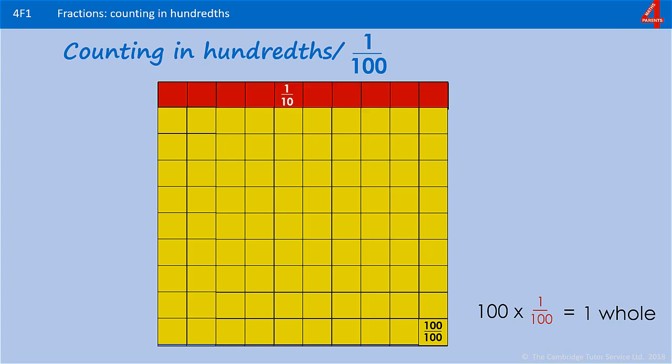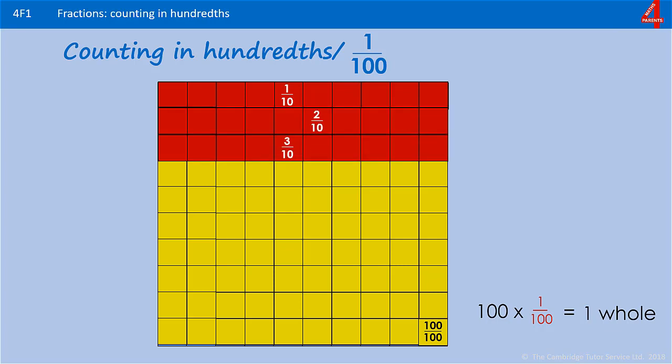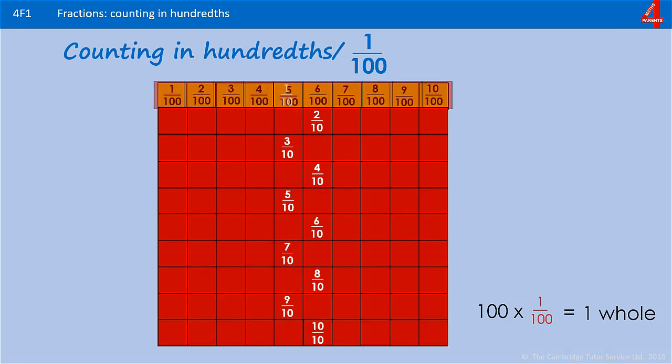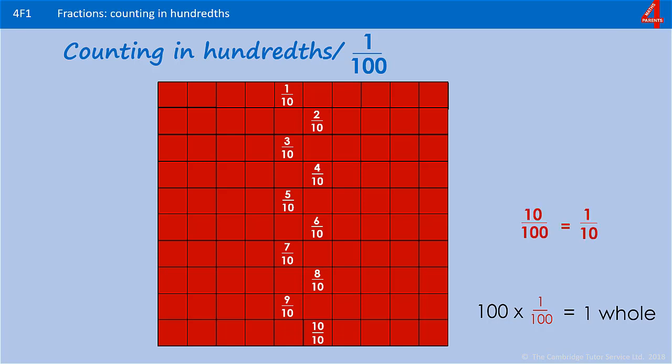Each row of this block is 1/10th of the whole thing. There are 10 hundredths in each row, and that's equivalent to 1/10th, because we need 10 of those rows to fill the whole thing. 1/10th of 100 is 10, and 10 hundredths is the same as 1/10th.